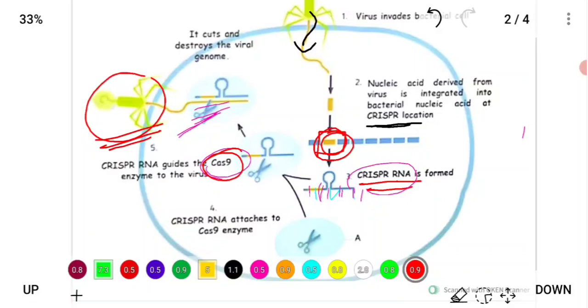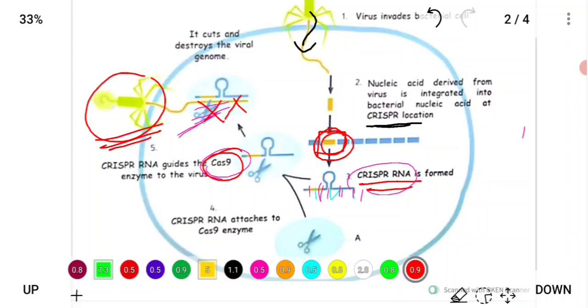This Cas9 is the endonuclease. It will cut the viral DNA at the specific location, making the virus inactive, and the virus will not be able to replicate inside the bacteria. So in this way, the bacteria will prevent the virus from hijacking the bacterial cell and ultimately destroying the viral genome. So this is how the bacteria is using the CRISPR system for its defense.